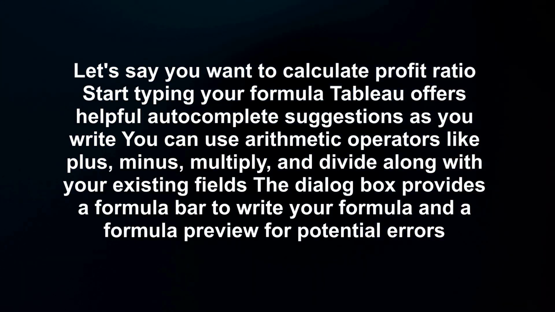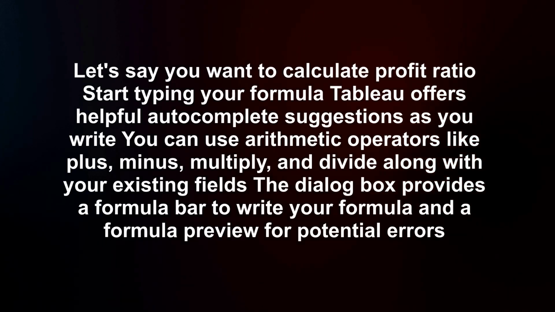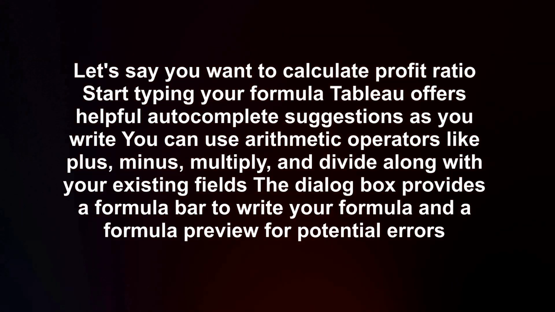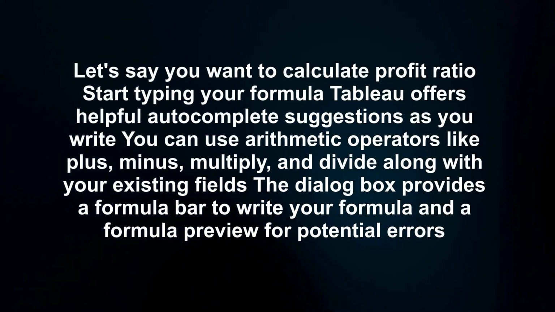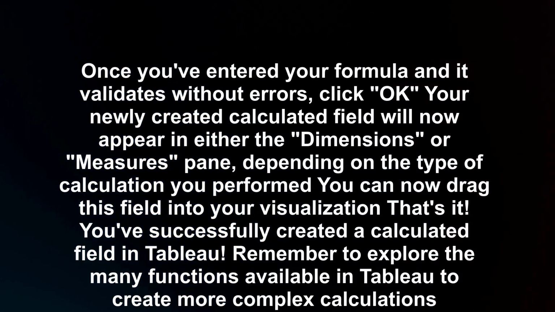You can use arithmetic operators like plus, minus, multiply, and divide along with your existing fields. The dialog box provides a formula bar to write your formula and a formula preview for potential errors. Once you've entered your formula and it validates without errors, click OK.